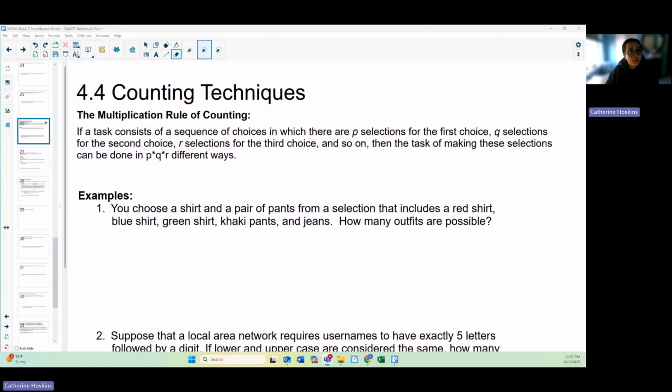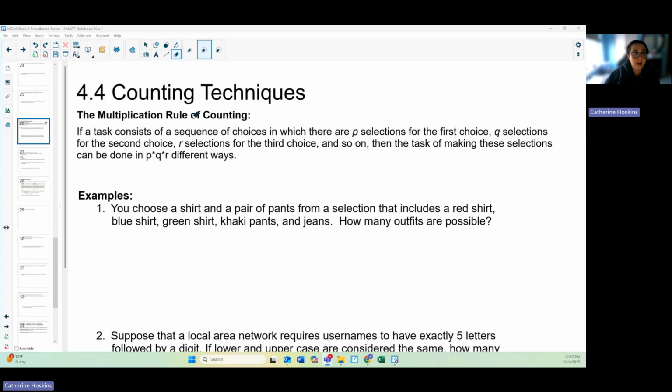We've got our multiplication rule of counting. In other words, if a task consists of a sequence of choices, where there are P selections for our first choice, Q selections for the second choice, R selections for the third choice, and so on, then the task of making these selections can be done in P times Q times R different ways, or we are going to multiply.